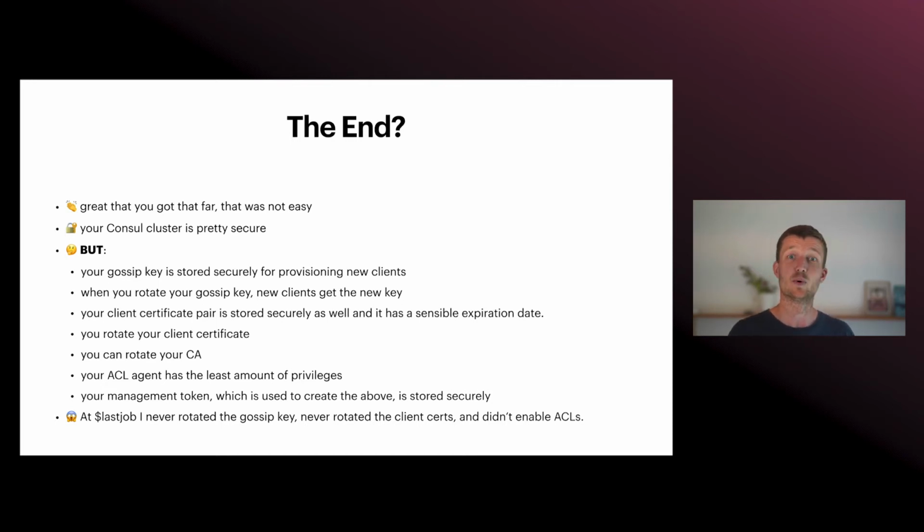And when you rotate your gossip key, which you obviously do every once in a while because it's good practice, just in case it leaked, then you want to rotate it to make sure to invalidate the old key. You obviously have automation, you should have automation in place to also update your provisioning infrastructure.